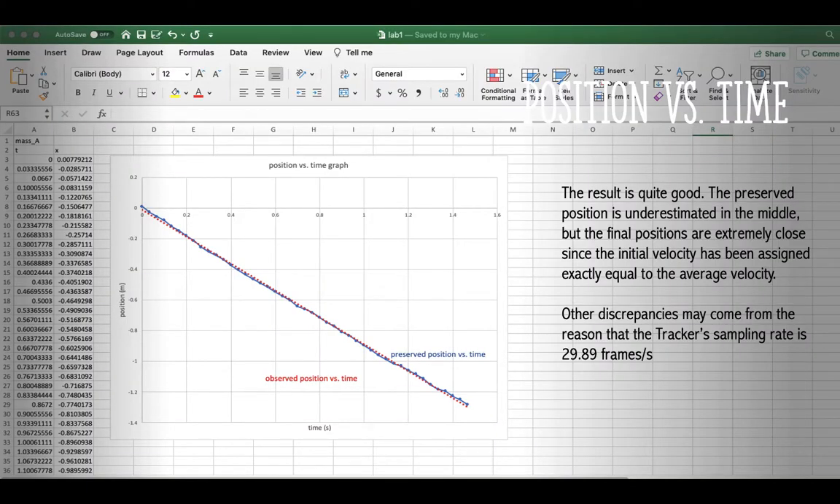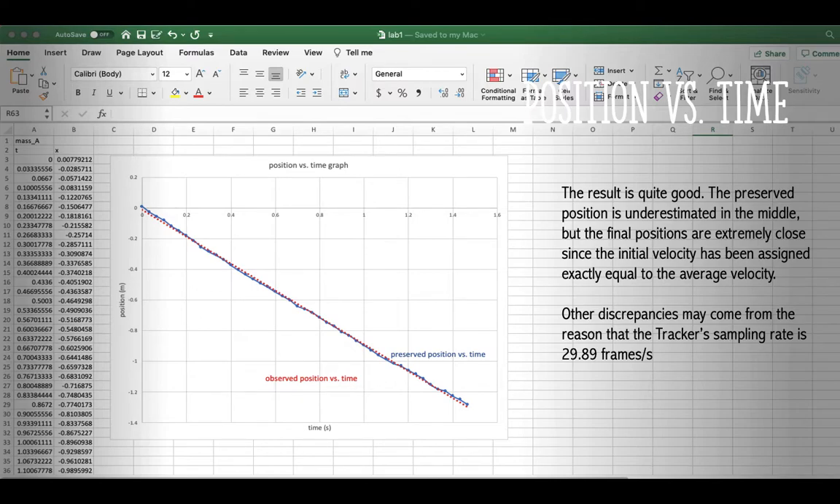This is the result of the experiment using the velocity calculated by the initial data and the last recorded sample. The red dotted line is the observed position versus time, and the blue line comes from the computational model. The result is quite good.